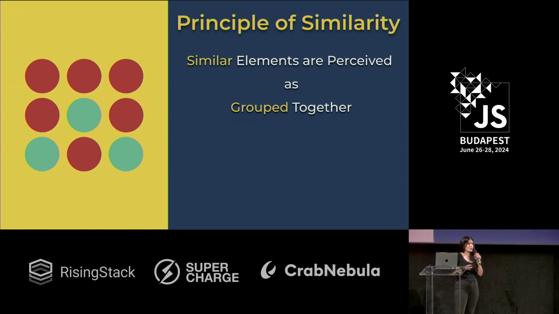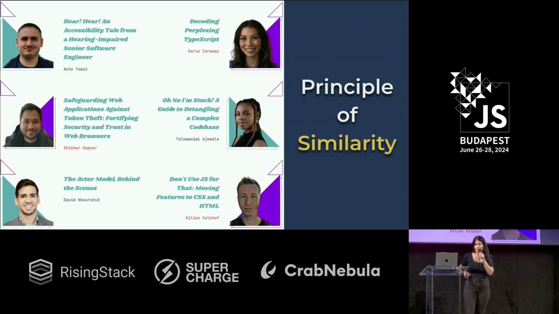Another principle is the principle of similarity, meaning that elements are perceived as grouped together if they share similar attributes, such as size, shape, color, and direction. Again, I chose an image from the website of this conference, because it's a great conference. I'm sure you can all agree. And I gave different colors to different speakers, and you can see there is a different background separating the speakers.